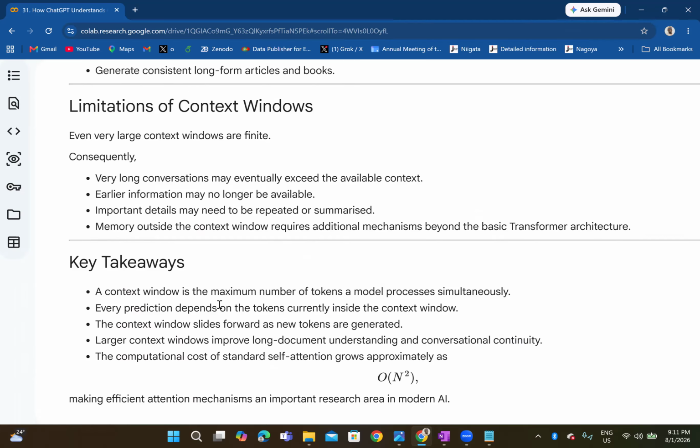So for key takeaways now: a context window is the maximum number of tokens a model processes simultaneously. Every prediction depends on the tokens currently inside the context window. Then the context window slides forward as new tokens are generated. Larger context windows improve long document understanding and conversational continuity. And the computational cost of standard self-attention grows quadratically, as O(n squared), making efficient attention mechanisms an important research area in modern AI.